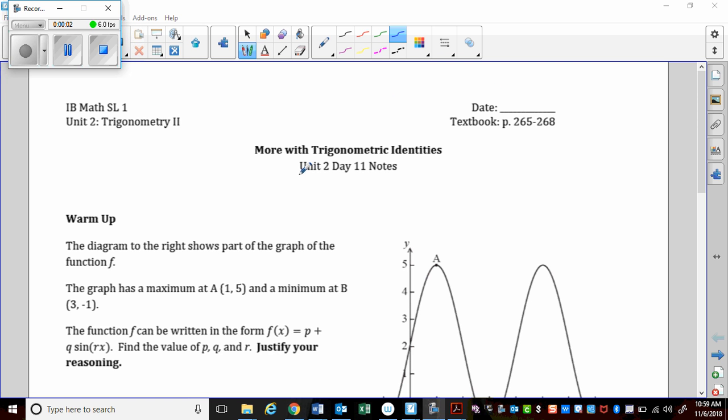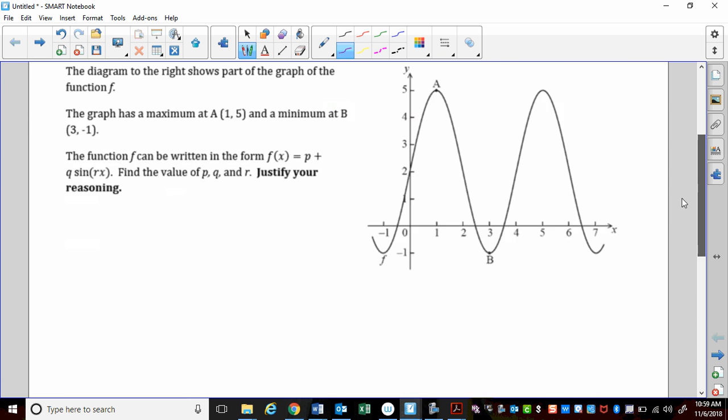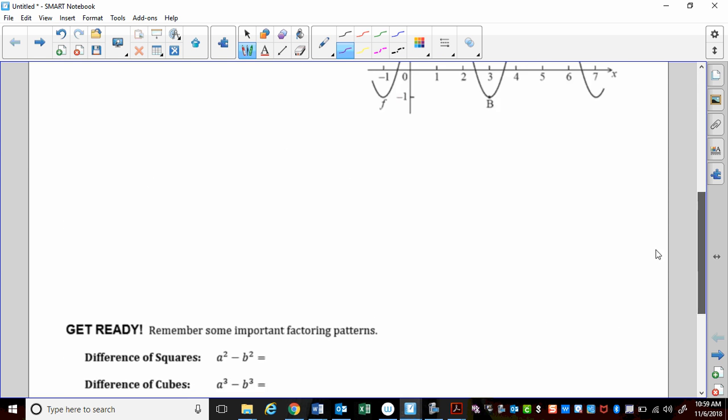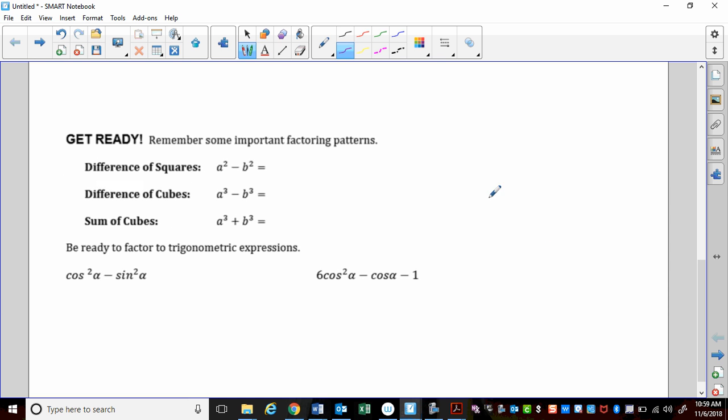Good morning. This is Unit 2, Day 11 notes. So you're going to do this for a warm-up. And then I just want to remind you of a couple of things that we learned when we were factoring.